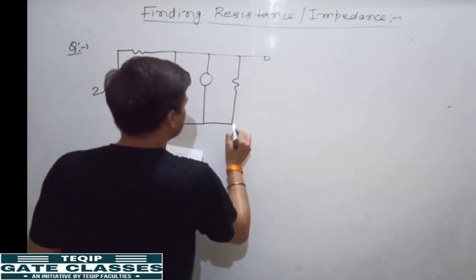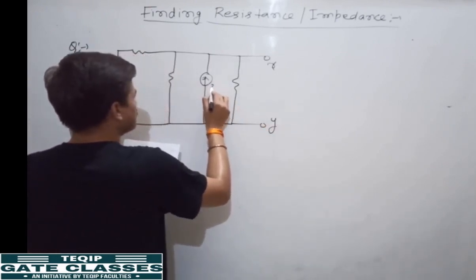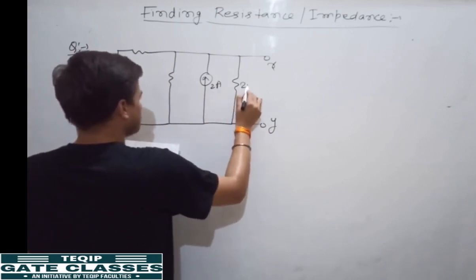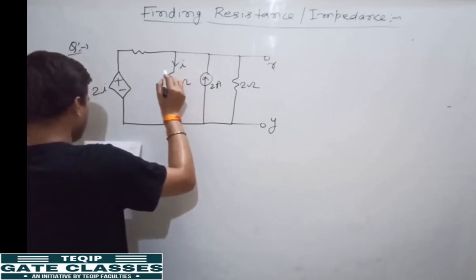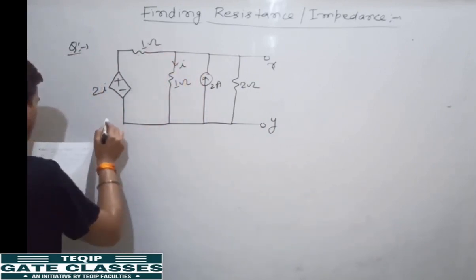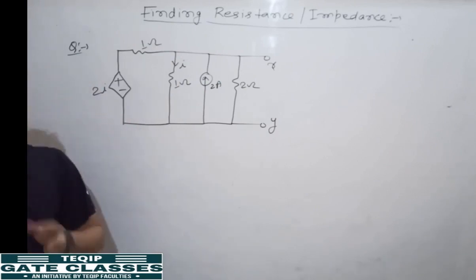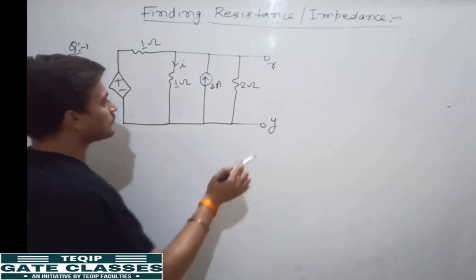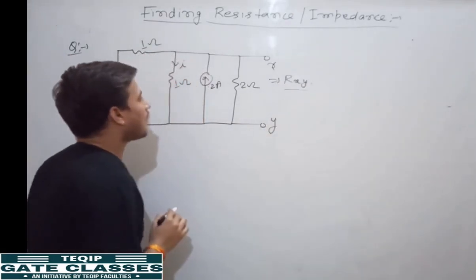See, the terminals are X, Y. This is a 2 ampere current source. This is 2 ohm. This is 1 ohm. The current entering is I. Here it is 1 ohm, here it is 1 ohm, and here it is 2I. You have to find RXY.